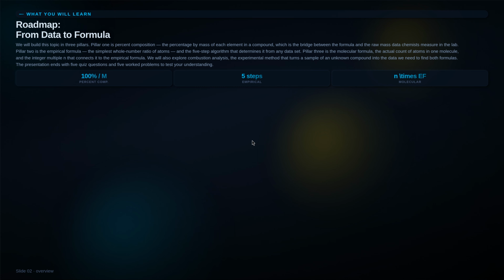Next, we will introduce the molecular formula, the actual count of atoms in one molecule, and show how it relates to the empirical formula through a single ratio, the integer multiple n. Finally, we will study combustion analysis, the experimental technique that lets chemists figure out the formula of an entirely unknown compound, and we will wrap up with 5 quiz questions and 5 worked problems to test what you have learned.